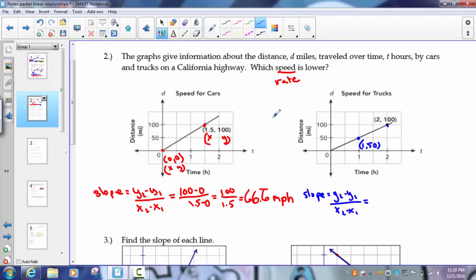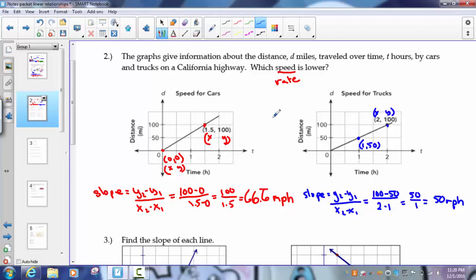So I'm going to subtract. Remember, the first number is your x coordinate, the second number is your y. So I'm going to start with the 100. 100 minus 50 divided by, and I'm going to subtract the x's, 2 minus 1. 100 minus 50 is 50 divided by 1. 50 divided by 1 is 50 miles per hour. So the trucks are traveling at a rate of 50 miles per hour.